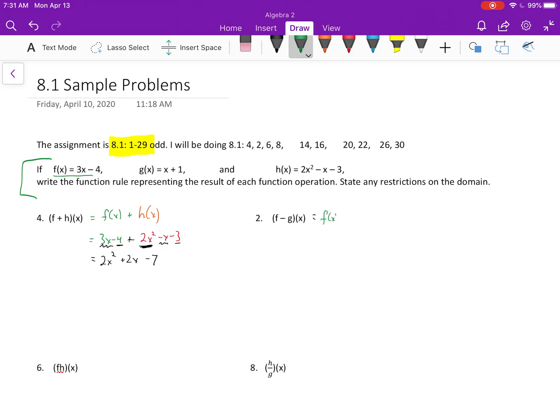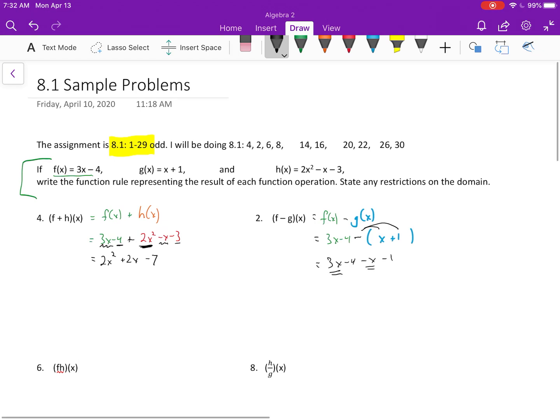Next one, we're doing f of x minus g of x. Well, f of x is what we had before. That's 3x minus 4. And we're going to subtract g of x. Well, with subtracting, you have to be careful. Make sure you put in the parentheses because the negative will get distributed when you're subtracting. So let's go ahead and distribute that. So we'll have 3x minus 4 minus x minus 1. Once again, we add like terms. So 3x minus x is 2x. Negative 4 and negative 1 is negative 5. And that's our answer for that one.